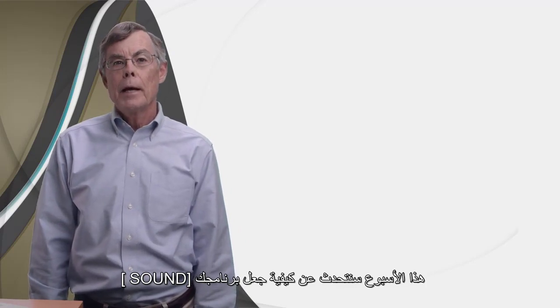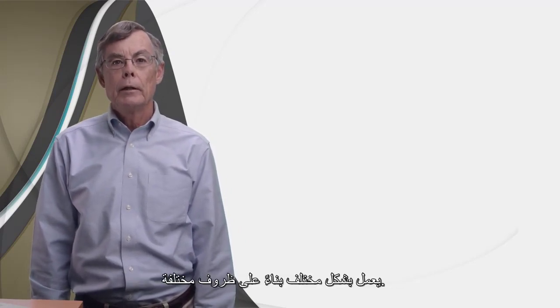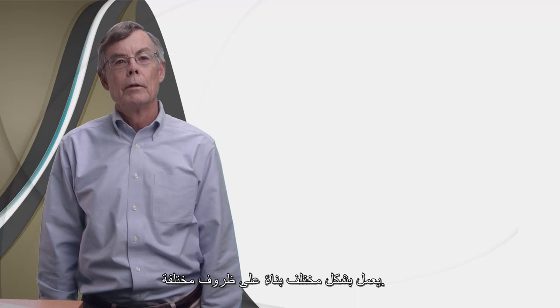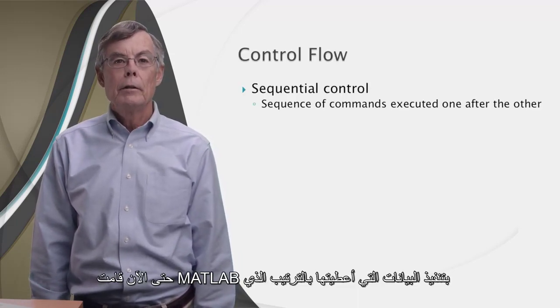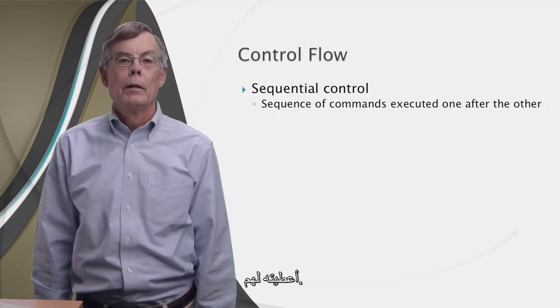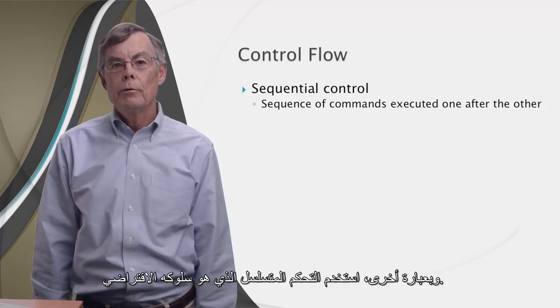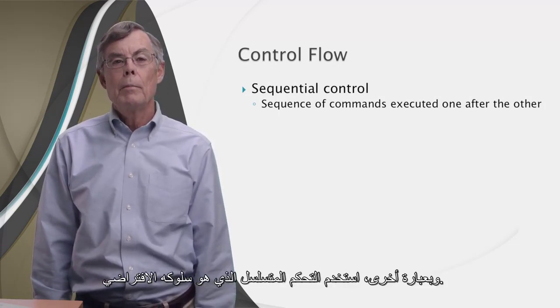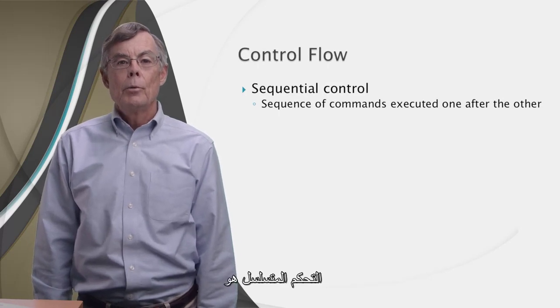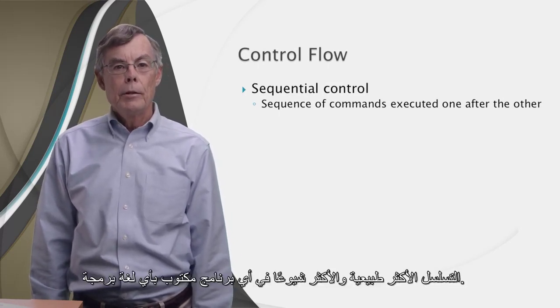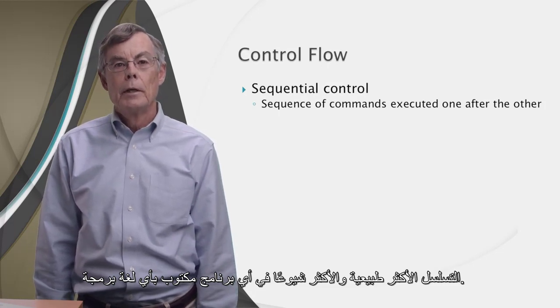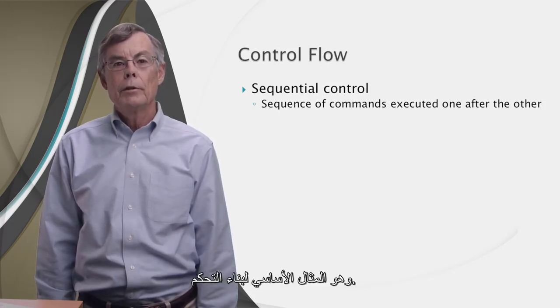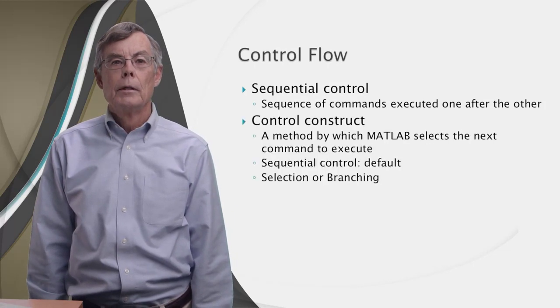This week we'll be talking about how to make your program run differently based on different conditions. So far, MATLAB has executed the statements that you gave it in the order that you gave them. In other words, it used sequential control. That's its default behavior. Sequential control is the most natural and the most common sequence in any program written in any programming language, and it's the primary example of a control construct.